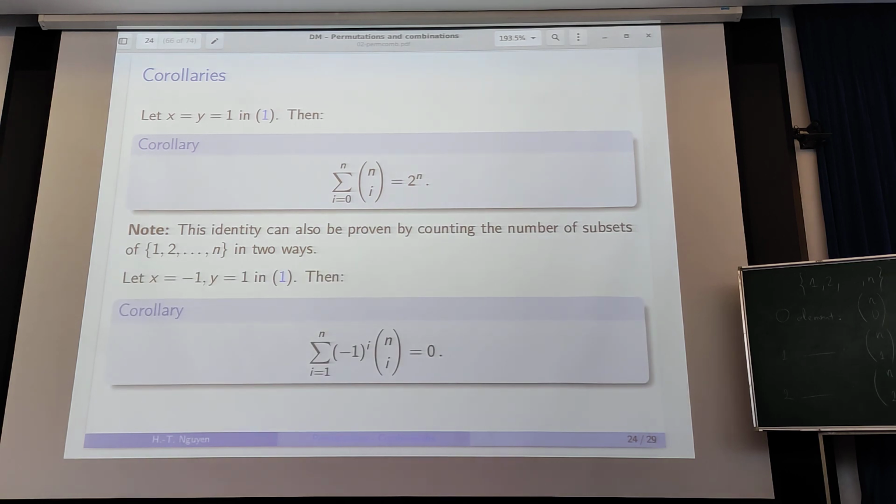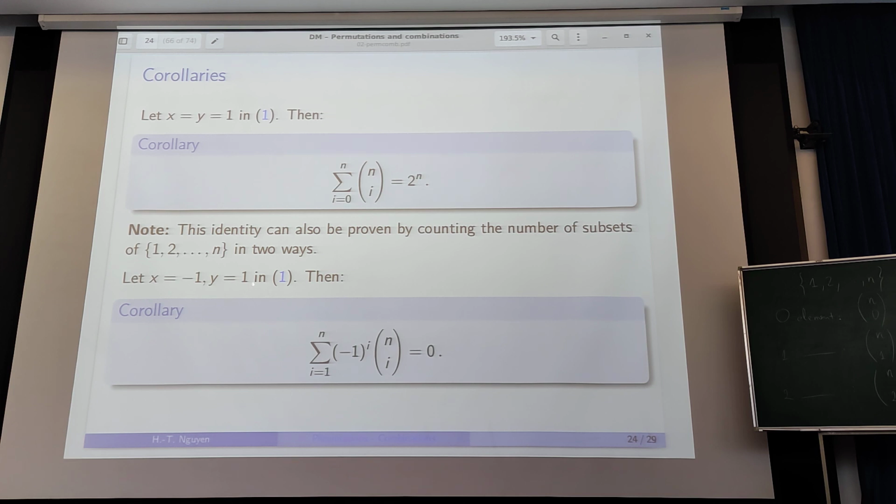Okay? So you have two ways to prove this identity. Here, if we let x and y both equal 1, you get this identity. And now we can also let one be minus 1 and the other be 1.